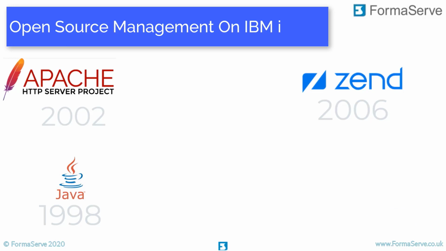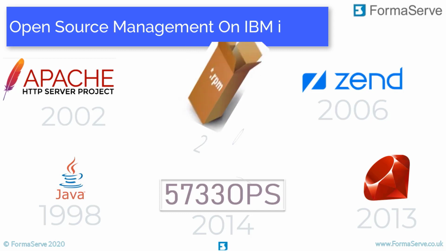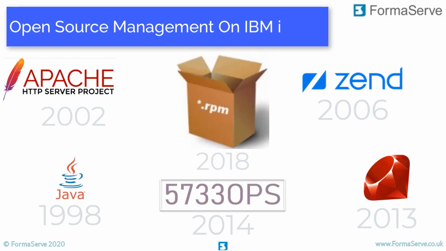Then in 2013 we had Power Ruby. In 2014 IBM decided to make a whole suite of open source programs and tools available to us. It even had its own license program number and a set of group PTFs. We're on our way. Node.js, Python, programming tools, Nginx, etc. And then in 2018 we had RPMs. We'll be talking more about that later. In general, all open source offerings run under operating system 7.2 or later.